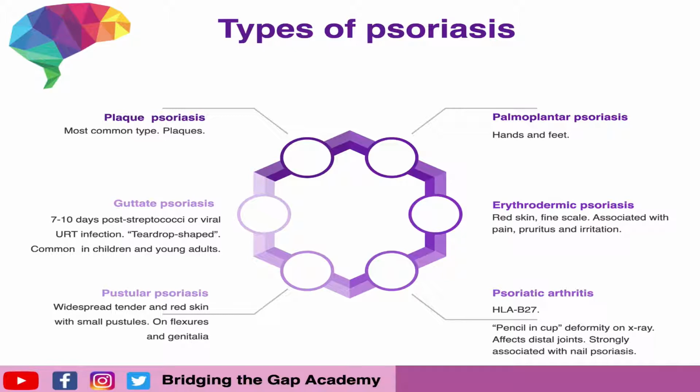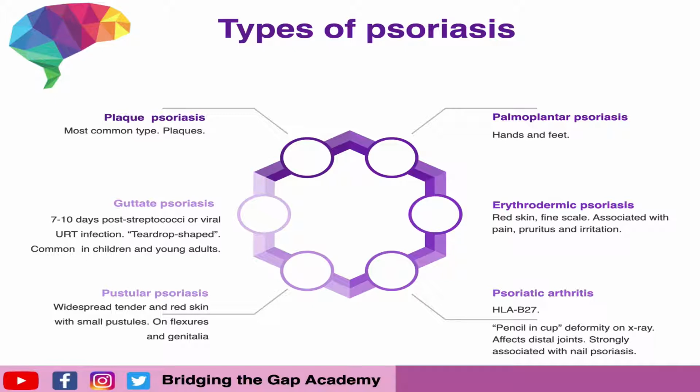Then we move on to guttate psoriasis, which typically occurs 7 to 10 days post streptococcal infection or an upper respiratory tract infection, usually viral. Now this comes as a teardrop shape that you'd see on the skin, and it's more common in children and young adults.